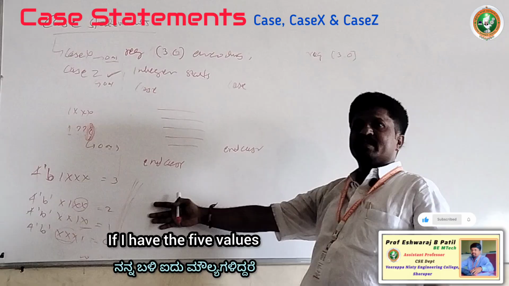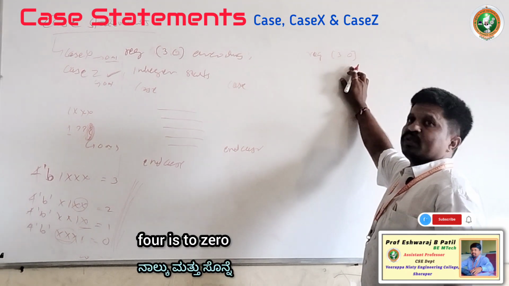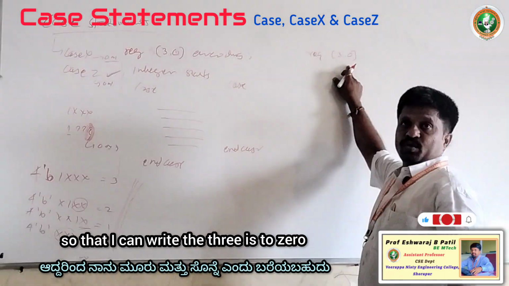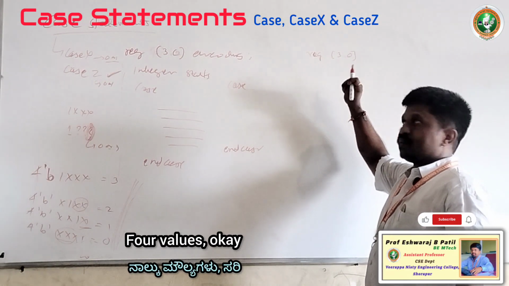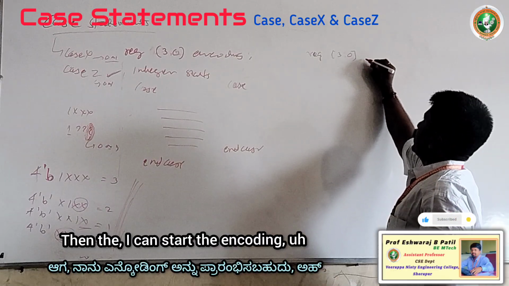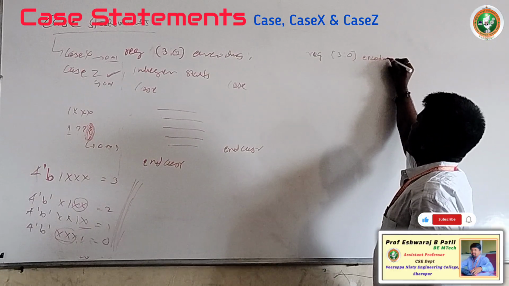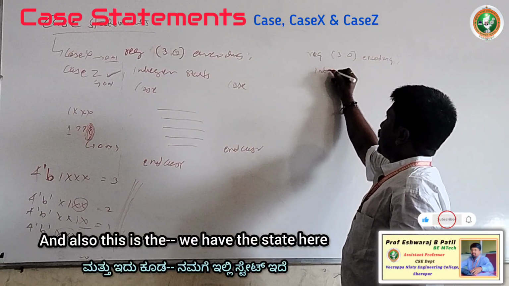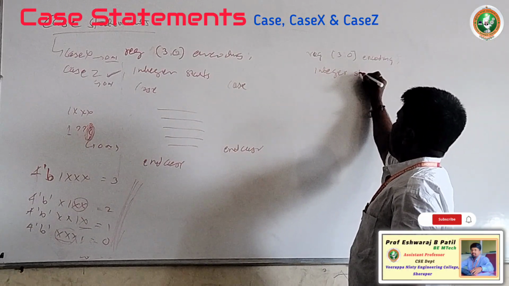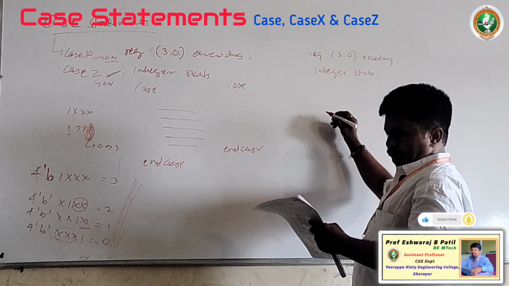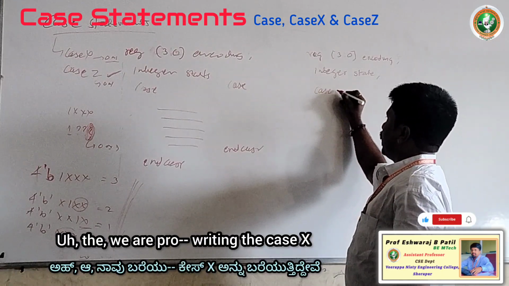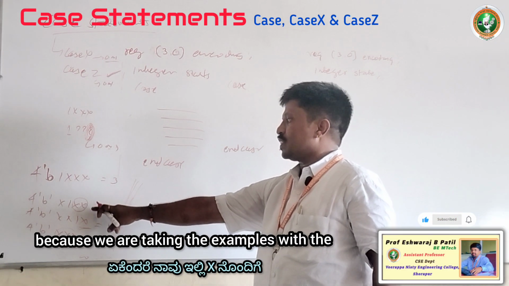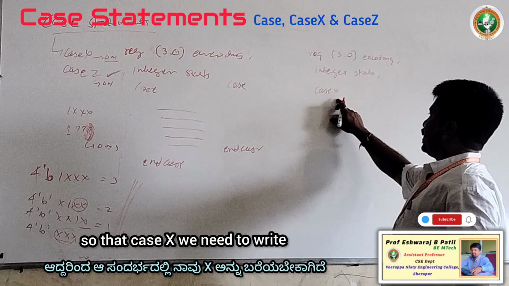If I have 5 values, then it is 4 to 0. But here I have 4 values, so I can write 3 to 0, that is 0, 1, 2, 3, 4 values. Okay, then I can name it encoding, and also we have the state here, integer state. Okay, integer state, and we are writing the casex statements here, because we are taking examples with X in the statements, so you need to write casex.